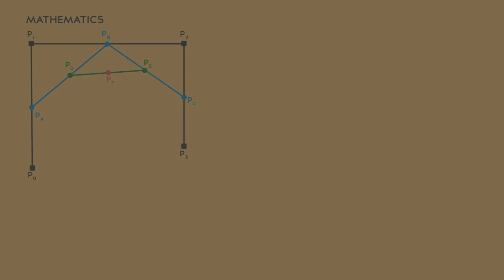So we need to lerp between P0 and P1, which will give us a point PA. So that is (1 minus T) times P0 plus T times P1. And that is PA. We need to lerp between point 1 and point 2, which will give us PB, as in boy. And the math for that is (1 minus T) times P1 plus T times P2.